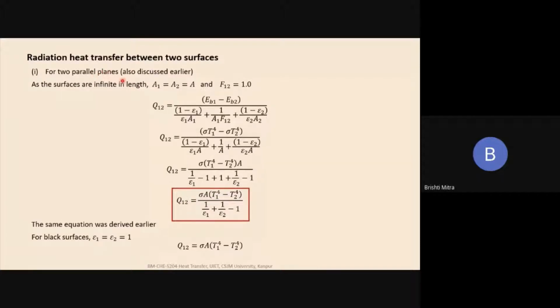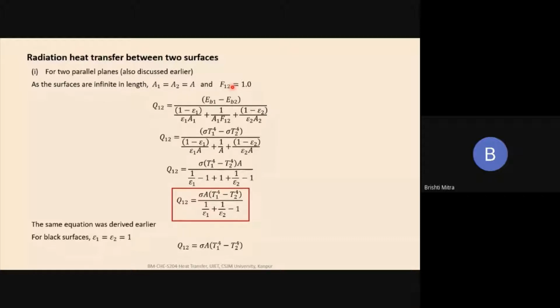So if I have two parallel planes of infinite length, then the areas of the two of them are the same. That means A1 is equal to A2 is equal to the area A. And the view factor, because whatever comes from plate 1, the entire amount of that energy or radiation falls on plate 2.